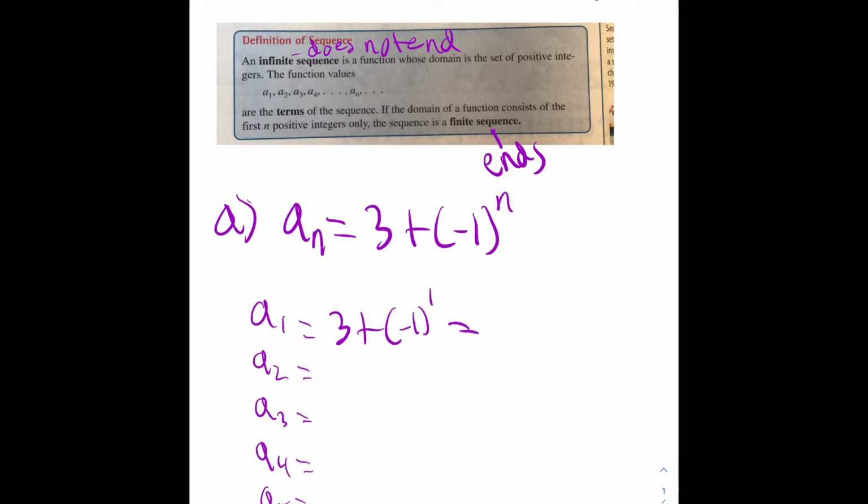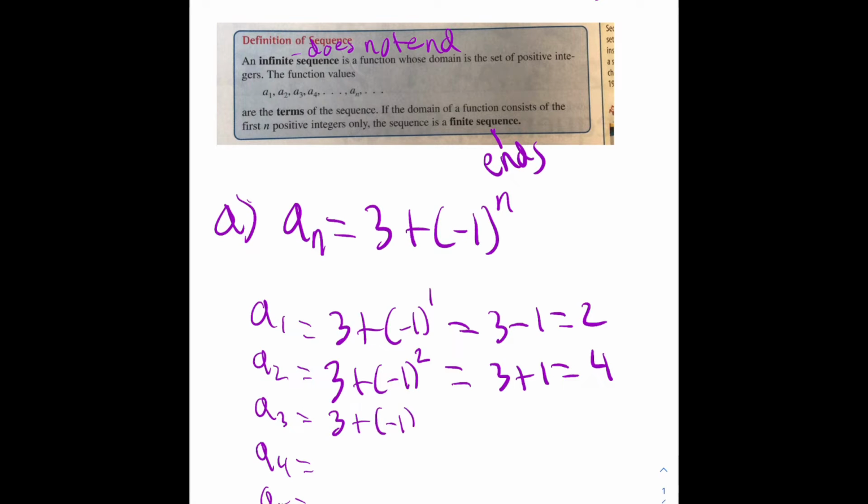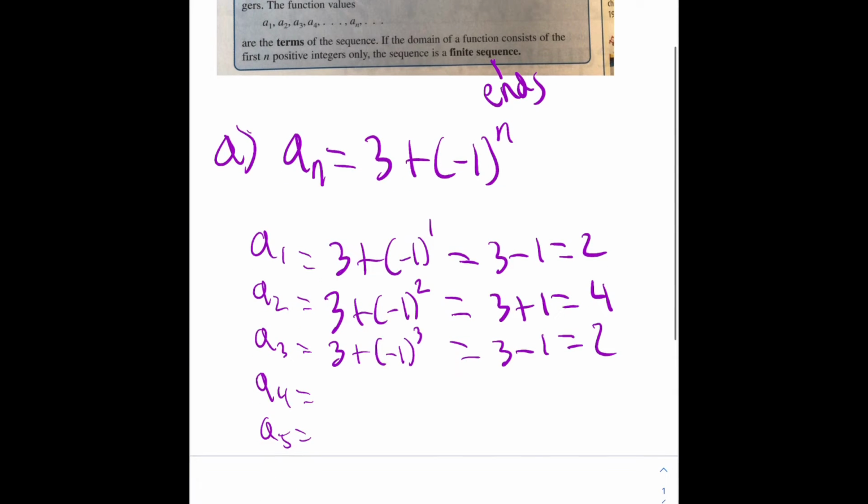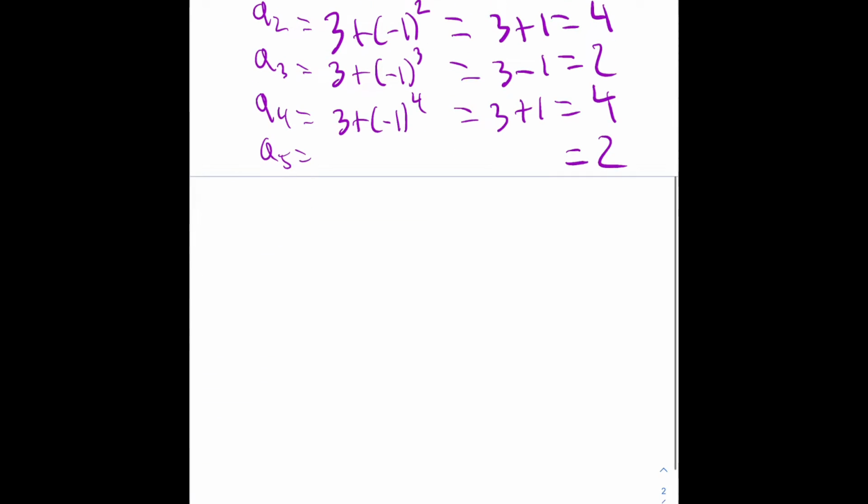And then solve. 3 minus 1 equals 2. And then for this time, every time I see n, I'm going to plug in a 2. This gives me 3 plus 1 equals 4. And then for this one, every time I see an n, I'm going to plug in a 3. So you can kind of see that our pattern is going to start repeating itself. So then this one's going to equal 2 as well. So we can find terms of a sequence.